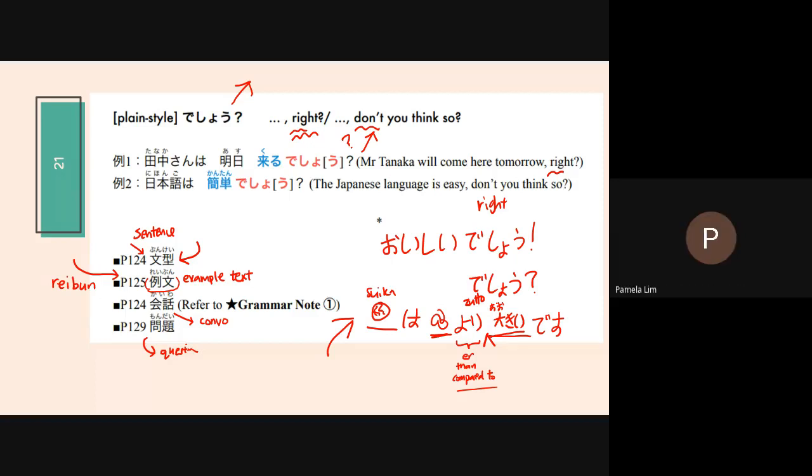Kate kaerimasu ka? Okay, very good. Okay, it's just two verbs. By something by. Do you buy it? Okay, buy is correct.